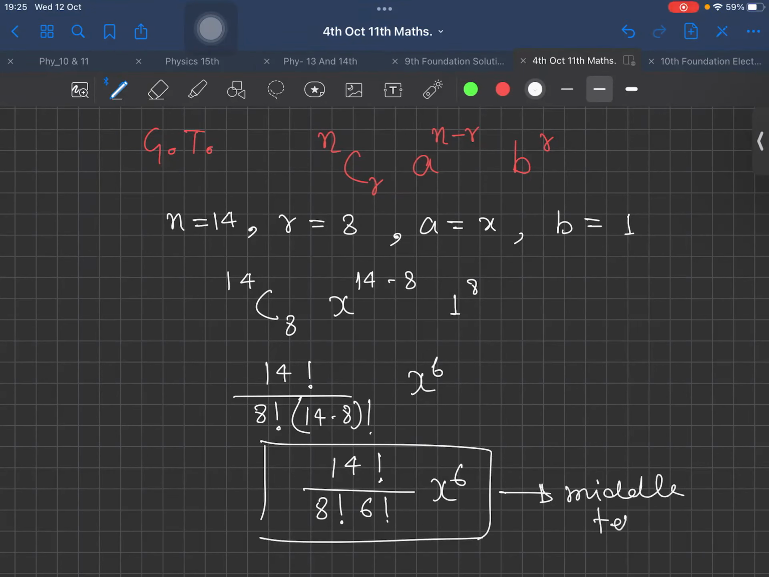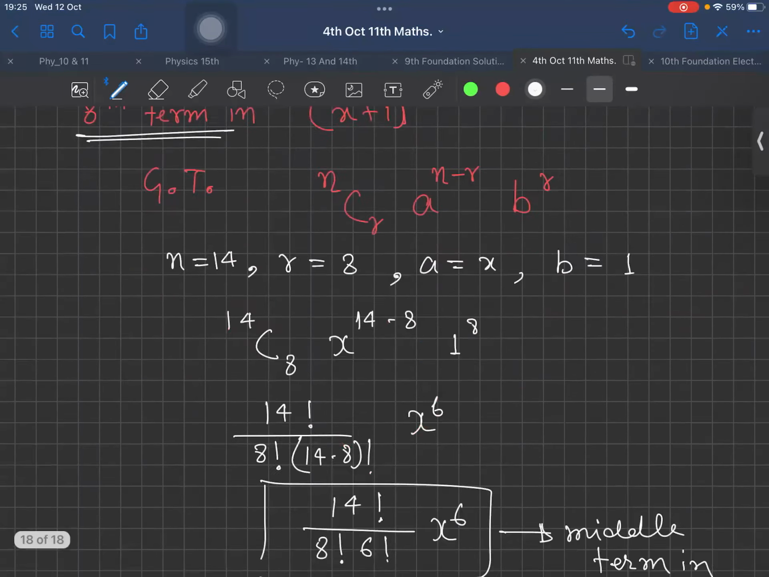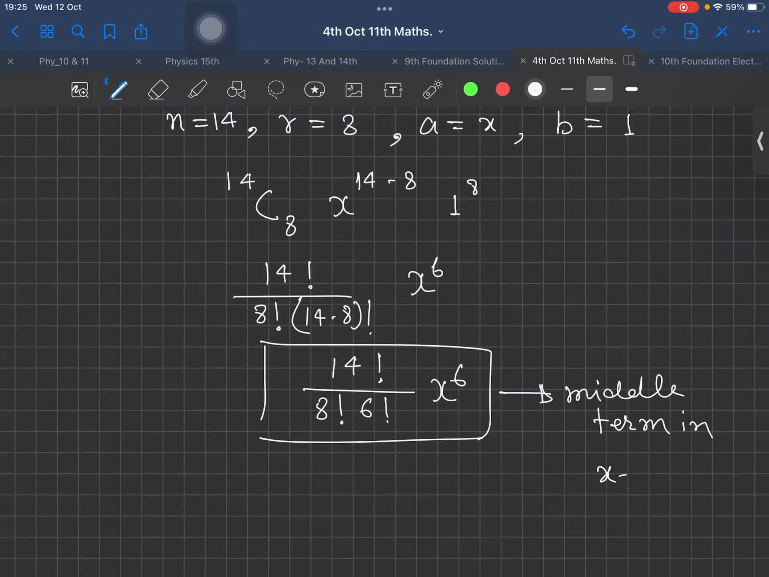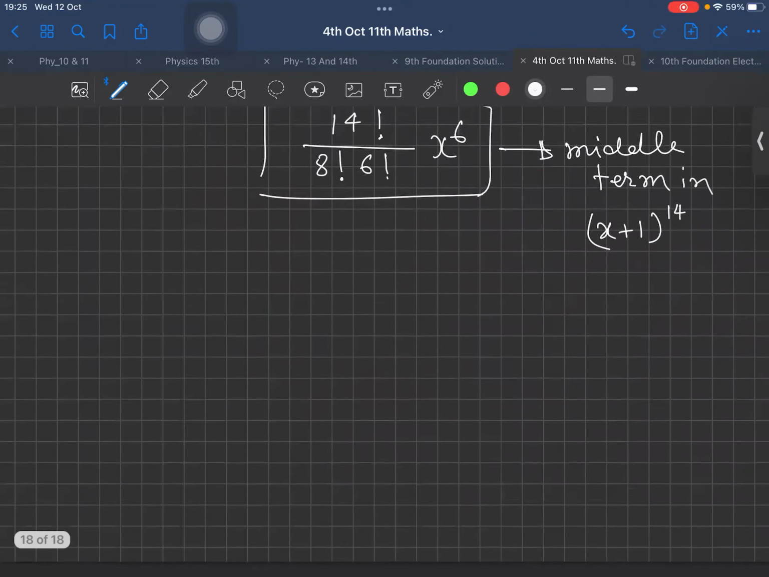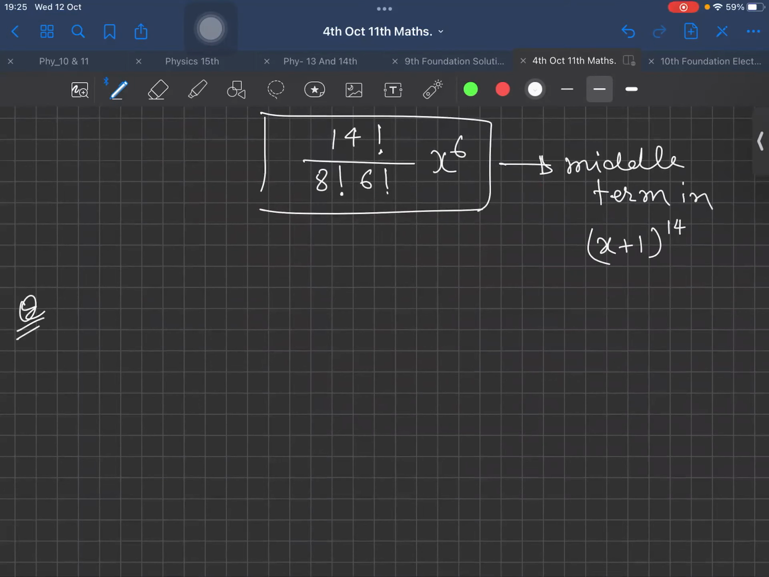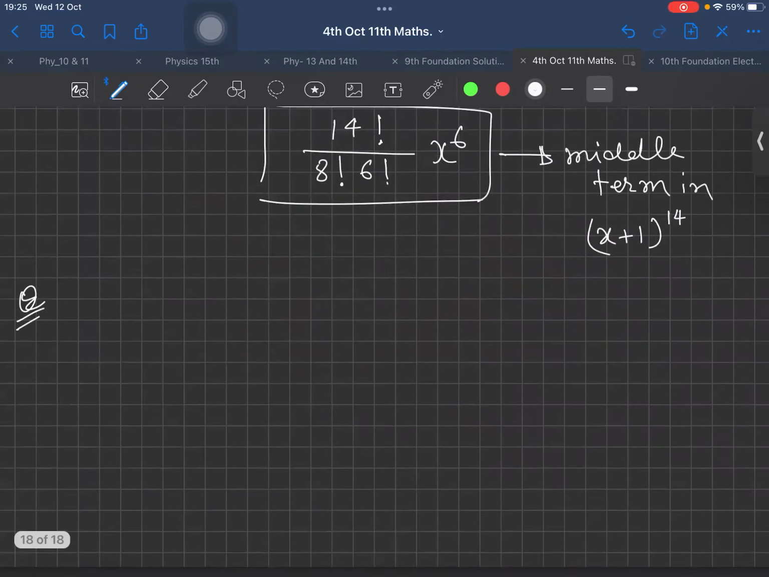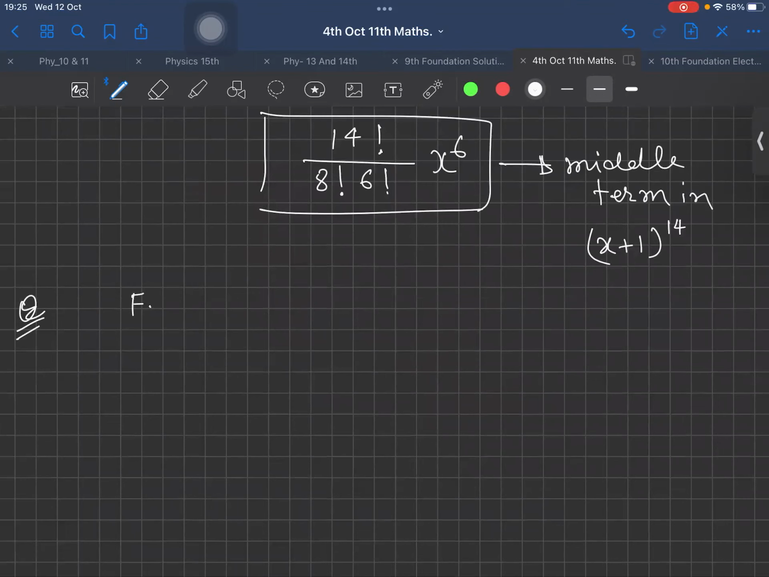Middle term in the given expansion, that means (x plus 1) to the power of 14. Okay, this one I have done. You solve this one. Question: find the middle term in (1 minus y) to the power of 72.